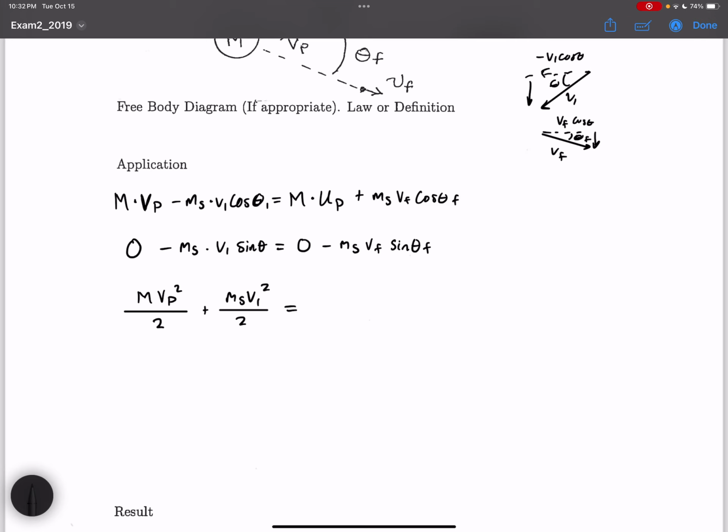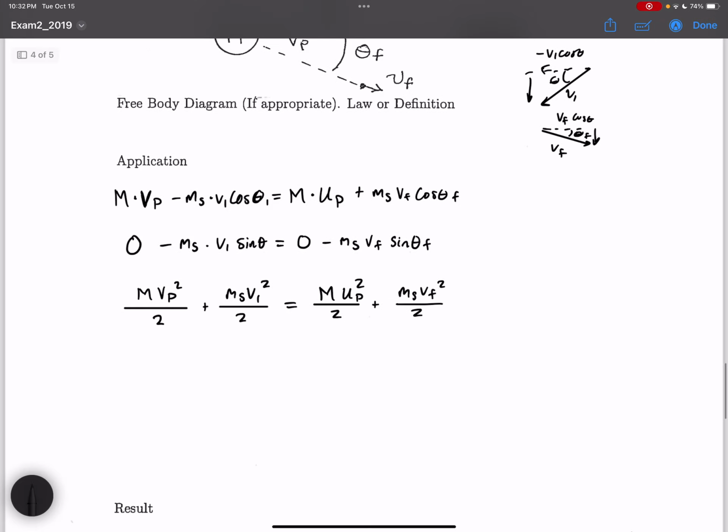And then this is going to be equal to the final energy, which is going to be this new velocity that the larger mass takes on, plus the new velocity that the spacecraft takes on. And so these are our 3 equations that we could use to solve for theta f and velocity. So that's that question. That's not that bad.